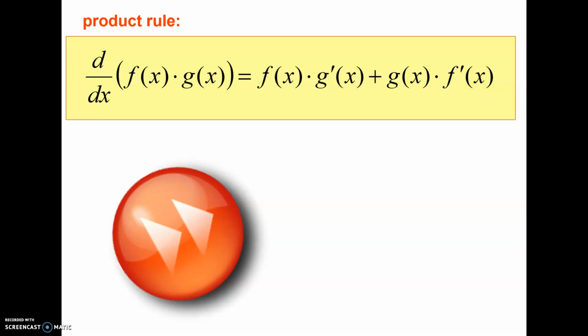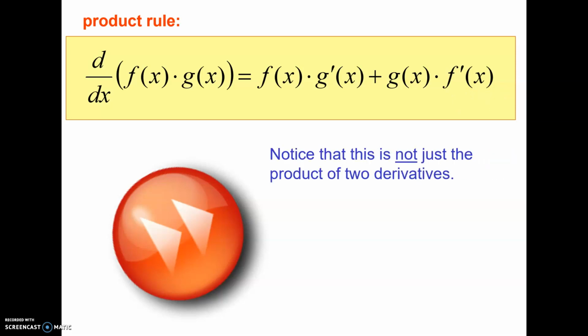Now I'm going to show you why this works. Notice this is not just the product of two derivatives. So the derivative of a product is not just the product of the two derivatives. As it was with the addition rule and the subtraction rule, it does not apply in this case. So the product rule, when you multiply two functions together, the derivative is a little bit more complicated.